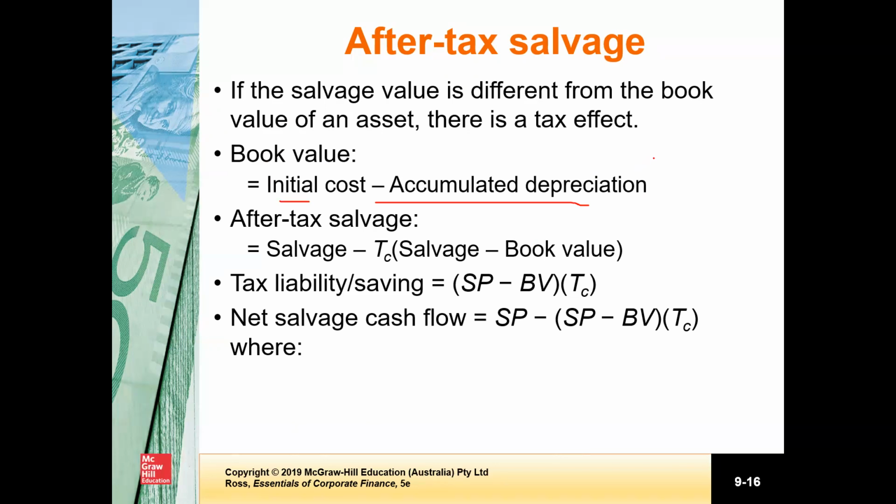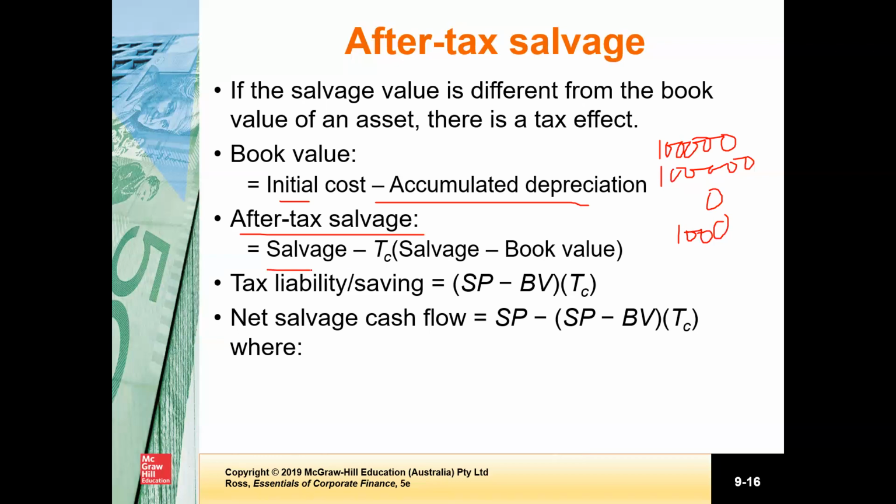For example, if your initial cost is $100,000 and your accumulated depreciation is $100,000, then you don't have any book value left. It has a zero book value. Now, if the asset's market value is also zero, there is no tax effect. However, let's say that although book value is zero, you are able to sell the asset for $1,000. Then it has a tax effect. So what is the tax effect? This is the after tax salvage value.